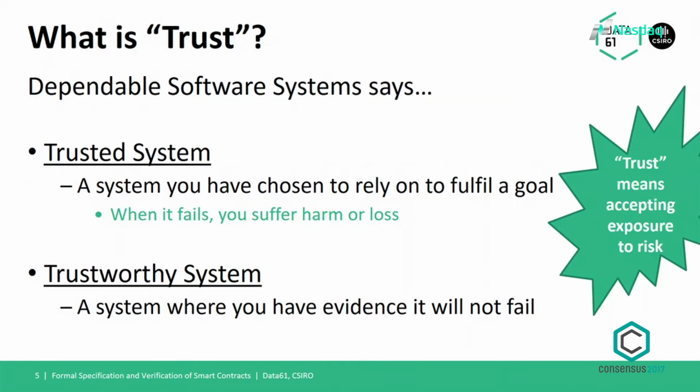So it brings me to talk about trust. There's a lot of talk about trust in and around blockchain-based systems, blockchains. Dependable software systems has a view on what trust is. A trusted system is one that you've placed your trust in. You've chosen to rely on it to achieve some goal, and when it fails, you suffer some kind of harm or loss. On the other hand, a trustworthy system is one where you have evidence that it's not going to fail. So here, trust means accepting exposure to risk.